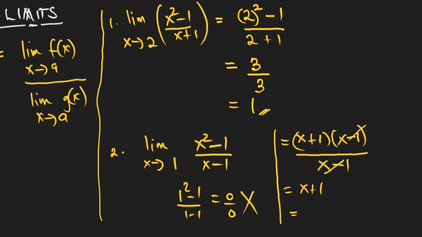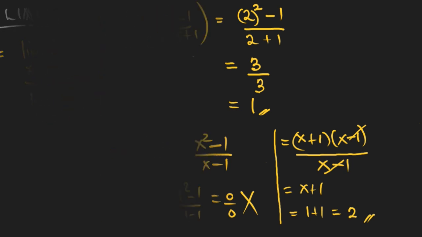So since x is approaching 1, then it becomes 1 plus 1, which is equal to 2. And that becomes our answer. So please take note of this. Let's take another example.